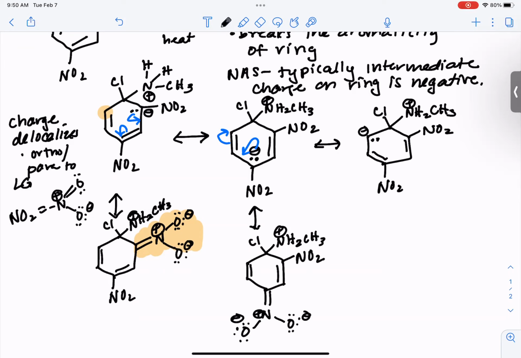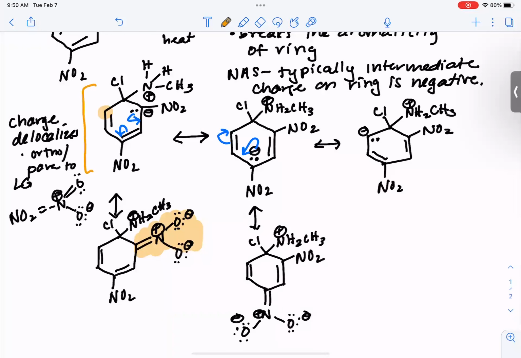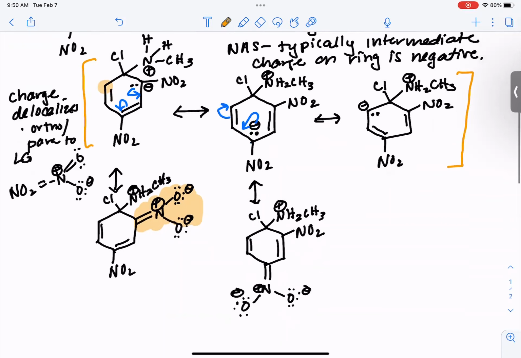Okay, so in all of these reactions, when you do nucleophilic aromatic substitution, you're going to have these three resonance structures. If you have electron withdrawing groups in the ortho and the para position, you get these extra two resonance structures.